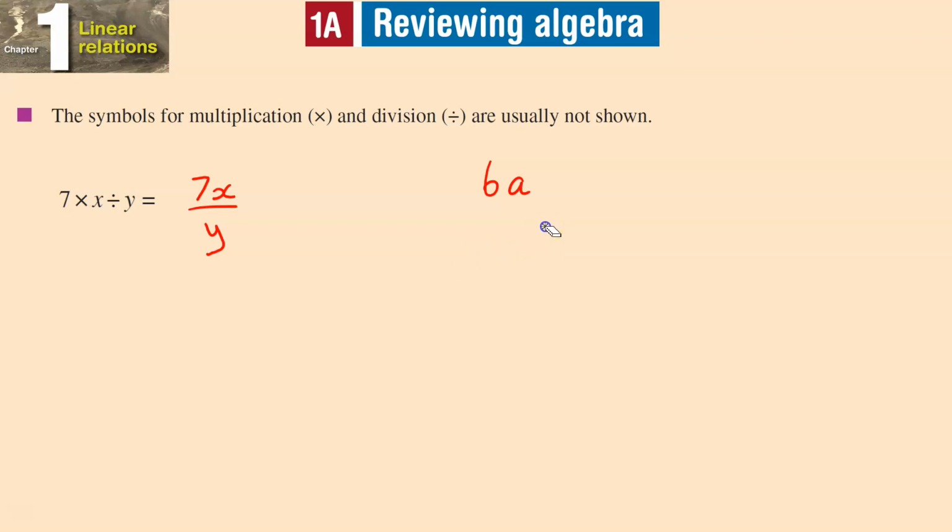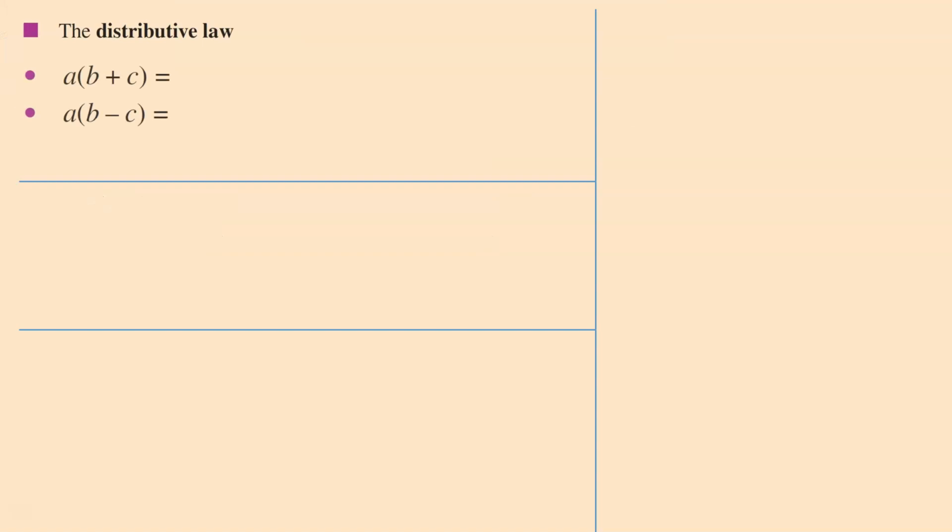Okay, next one. Reminder, how do you expand these brackets? So the distributive law, if you recall by the way, what symbol goes between the A and the brackets? It's a times. So if you were to expand this, that would be AB plus AC. And this one here would be like saying AB minus AC.